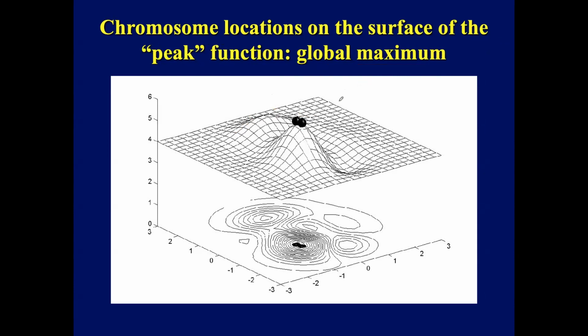So we could do some changes. For example, we could do mutation so that the chromosomes can work their way around and maybe go to the global maximum, or the highest peak.